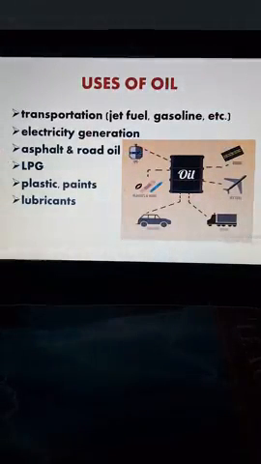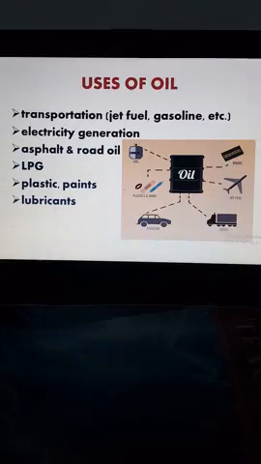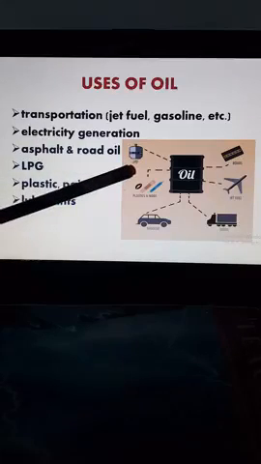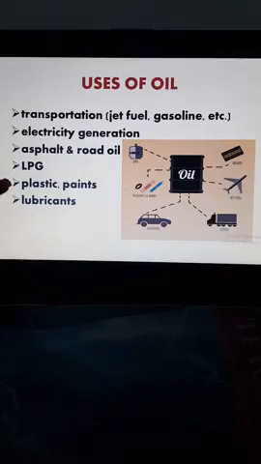How about oil or petroleum? Petroleum is mostly used for fueling vehicles, including cars, trucks, and jets. So that's for transportation. It's also used for electricity generation, asphalt and road oil, LPG, or your liquefied petroleum gas, making of plastic, paints, and lubricants.